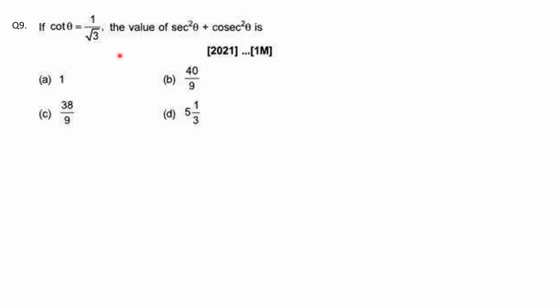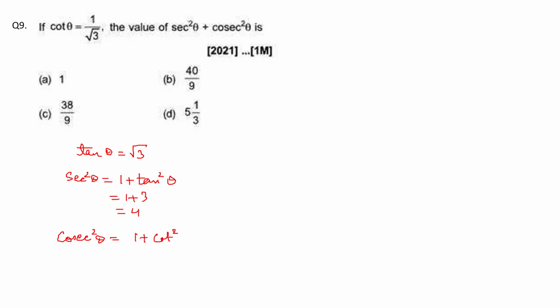If cot theta equal to 1 by root 3, the value of sec square theta plus cosec square theta is. If cot theta is 1 by root 3, then tan theta is the reciprocal of cot theta. So the value will be root 3. If we use the identity, sec square theta is 1 plus tan square theta. So it will give me the value 1 plus 3, which is 4. Now cosec square theta is 1 plus cot square theta. If I use the identity, it will become 1 plus 1 by 3. So the answer is 4 by 3.